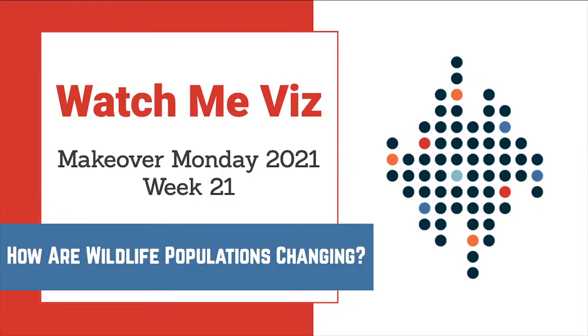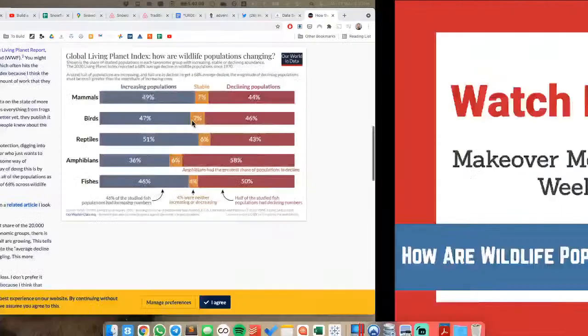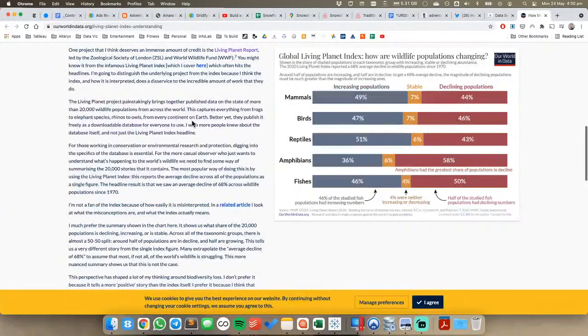This week we're looking at the changing wildlife populations around the world. Let's get started by looking at the original visualization. This comes from Our World in Data based on the Living Planet Index.